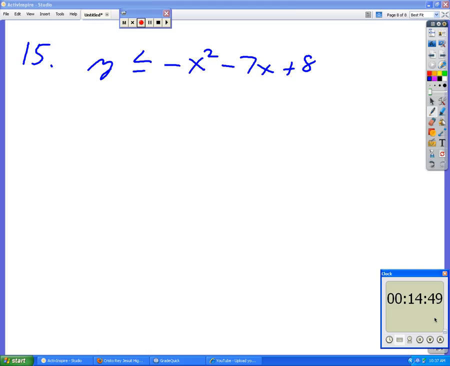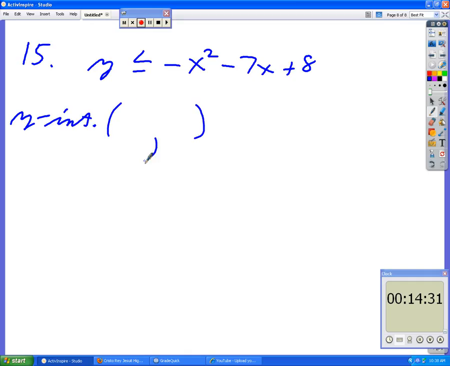Okay, here we go. Number 15. We're going to graph it. What do we have to do? Find the y-intercept. We need the y-intercept. And how do I get it? X is 0. And if x is 0, this is gone. This is gone. What's y? The 8 on the end.